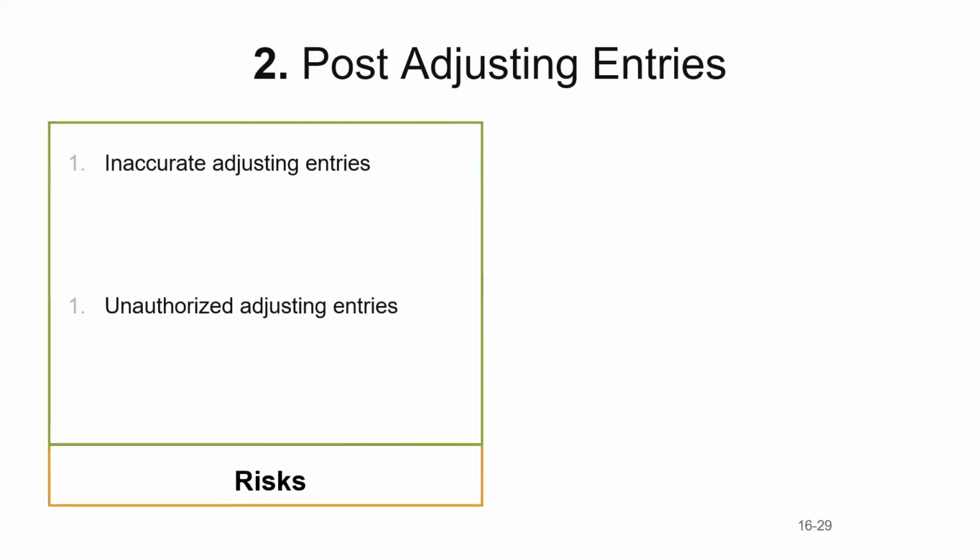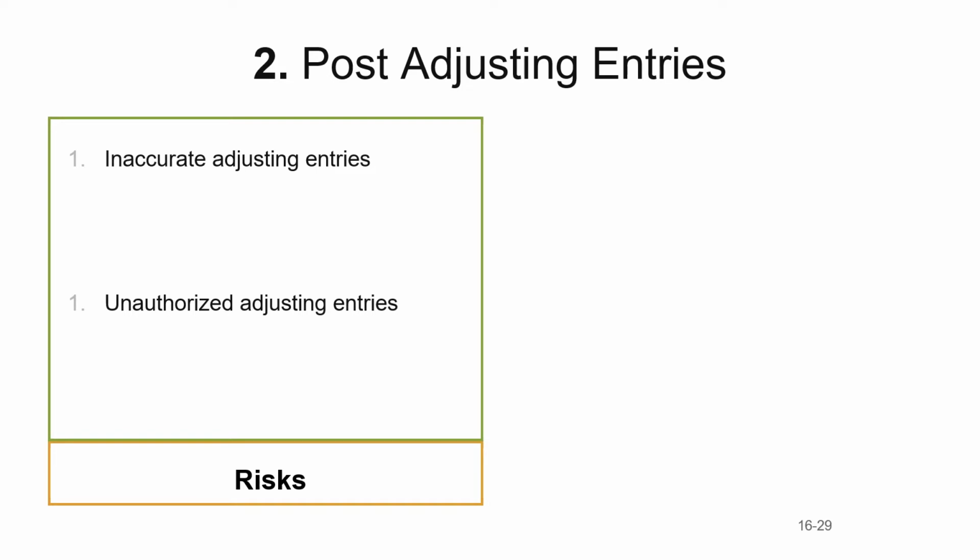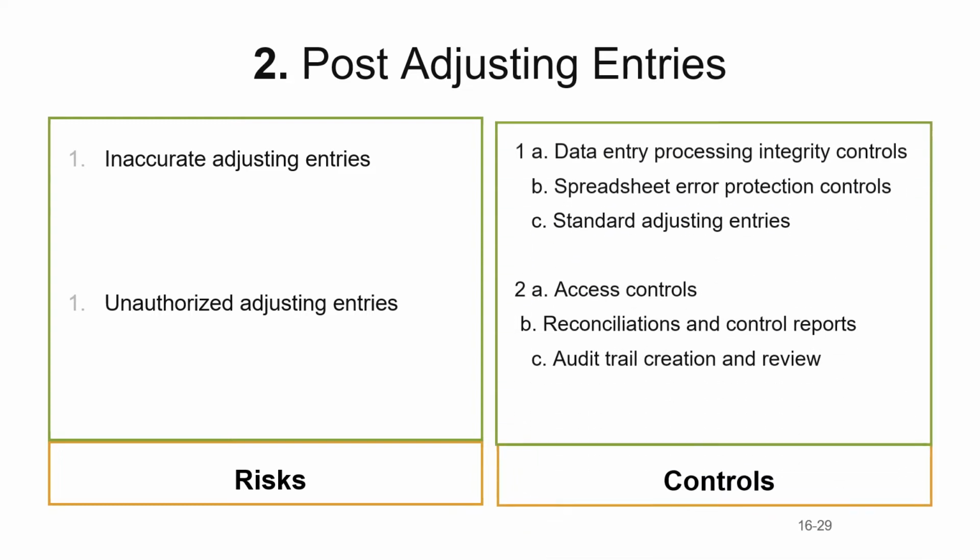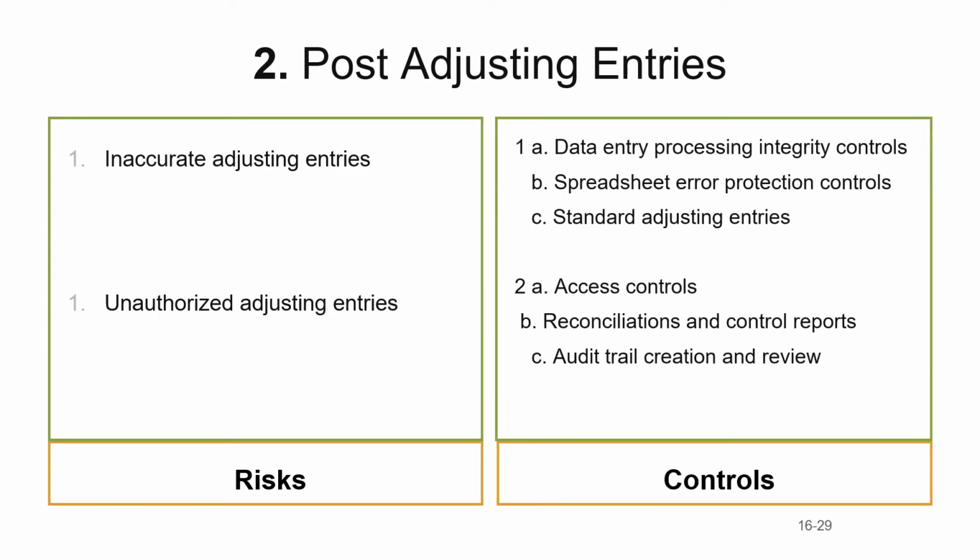So let's say what is the risk. The risk is first inaccurate adjusting entries and also unauthorized adjusting entries. So how to control? First, data entry processing integrity control, the same as updating the general ledger. Spreadsheet errors protection control, standard adjusting entries. For unauthorized adjusting entries, we have access control, reconciling and controlling reports, and also the audit trail creation and review.